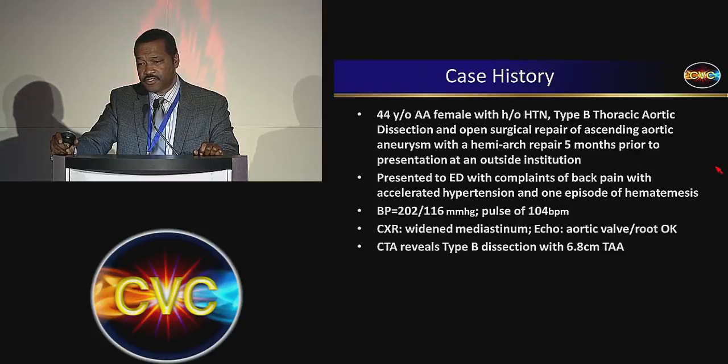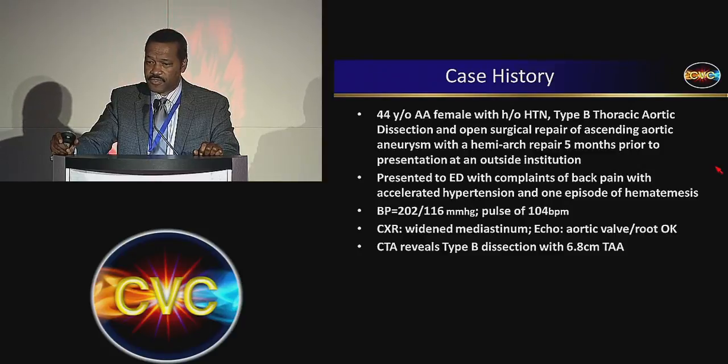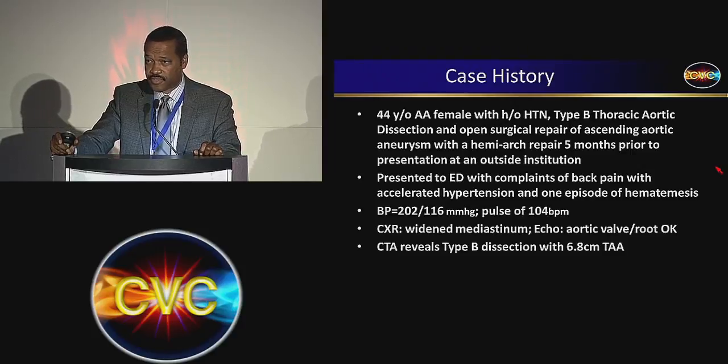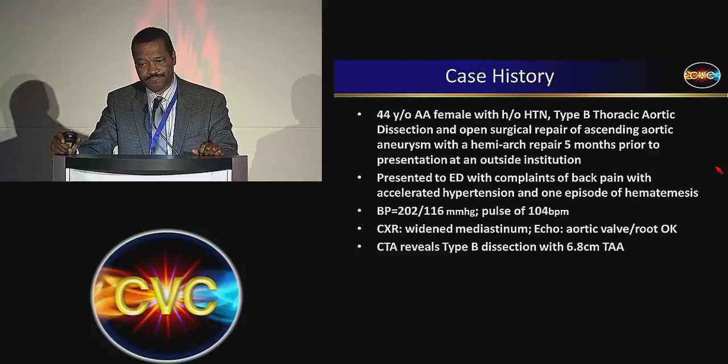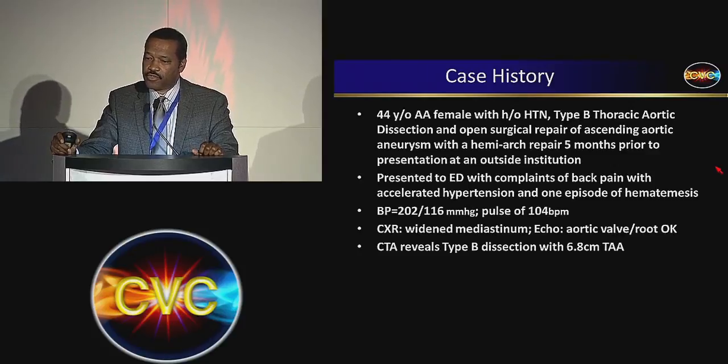Her diagnostics included a chest X-ray, which revealed a wide mediastinum. She had a transthoracic echo as well as a CT scan. The echo revealed that the aortic valve was intact. There was no significant valvular incompetence, and her aortic root appeared to be intact as well. She had a CTA, which revealed evidence of a previous repair, as well as a large aneurysm of the descending thoracic aorta, just at the level of the takeoff of the left subclavian artery, and a type B dissection, which extended antegrade down to the level of the celiac arteries.